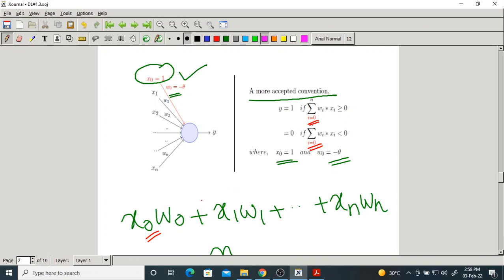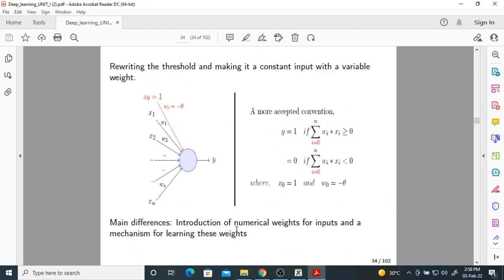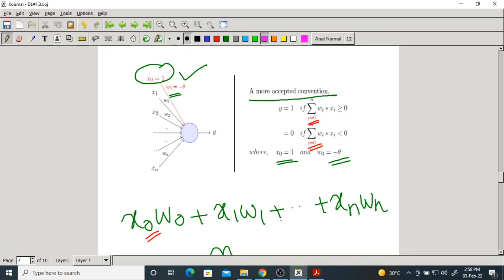Now, what is the main difference between a perceptron and an MP neuron? The introduction of numerical weights for inputs and a mechanism for learning these weights. In the MP neuron, there were no weights associated with inputs, but here we have a weight for every input, and we have a mechanism to learn those weights. We have to learn these weights. I will come to this later, but the main difference is weights.